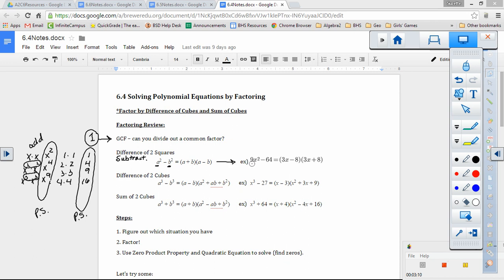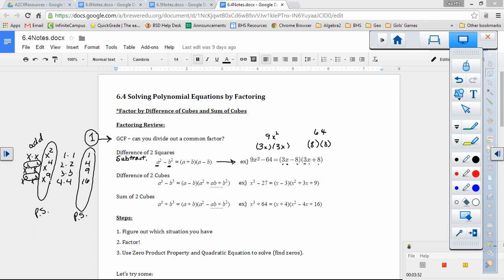9, what times itself gives me 9? That's 3 and 3. What times itself gives me x squared? That's x and x. So my first term is 3x. If I multiply 3x times another 3x, I then get a 9, 3 times 3, and x times x, x squared. So I'm on the right track. Then when I look at my last term, the 64, what times itself gives me 64? 8 times 8 again. If I take 8 and multiply by 8, I do get 64.